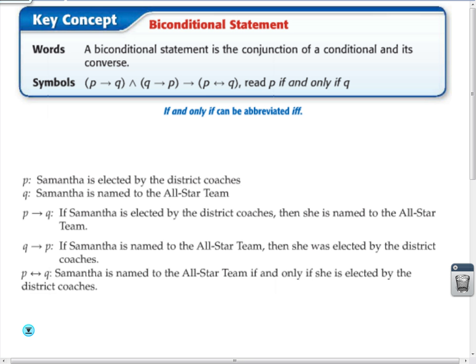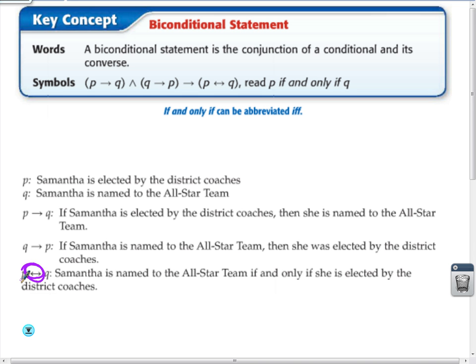Here's the example that they gave. Samantha is elected by the district coaches. Samantha is named to the All-Star team. And we know that if she's elected by the district coaches, then she'll be on the All-Star team. And we know that if she's on the All-Star team, then she was elected by her district coaches, so we can write that as a biconditional statement. Notice they have the double-sided arrow there. One means the other, they're one and the same. One implies the other implies the one.